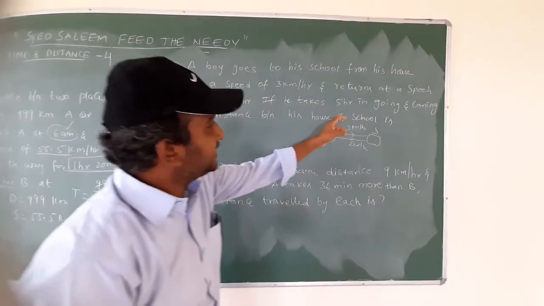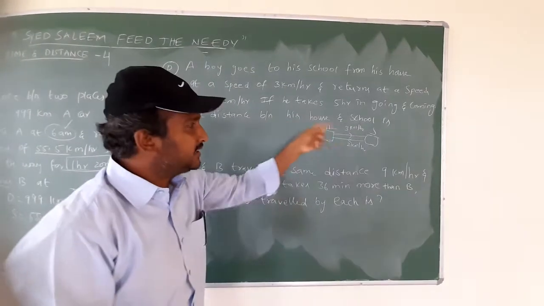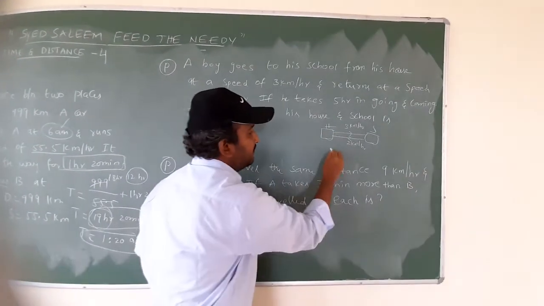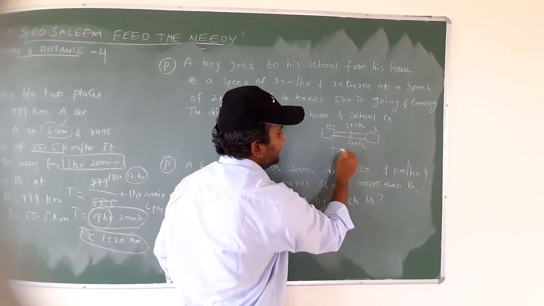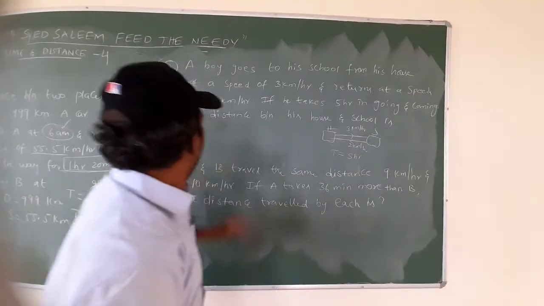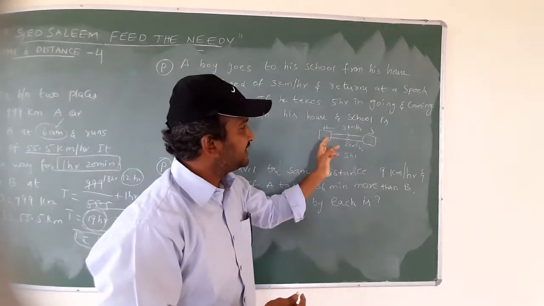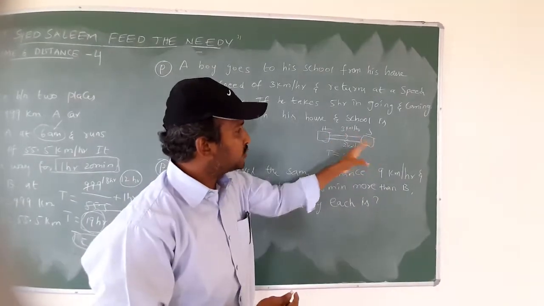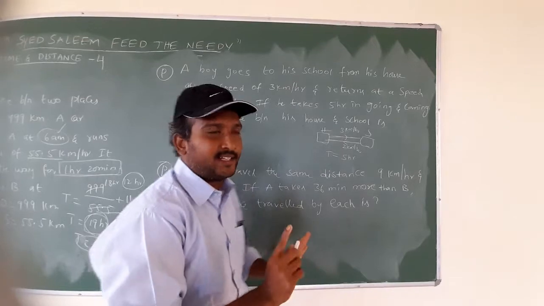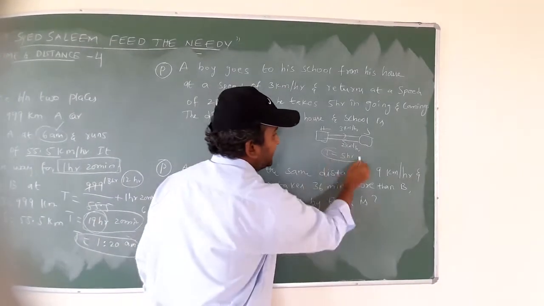If it takes 5 hours in going and coming, that means they have given the total time here. What is the time for going and coming back? That is equal to 5 hours. And the distance between his house and school, or school and house, both are the same. Let us consider D is the distance. We don't know it, but they have given the total time.